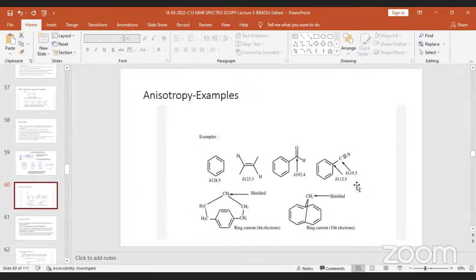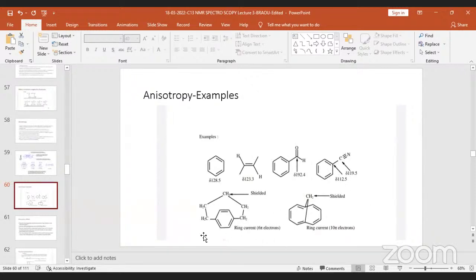Benzonitrile, it is 120, due to the anisotropic effect of the nitrile. Actually it is upfield of 128.5. Why so? Because the nitrile pi electrons circulate like this and generate a field that opposes the applied magnetic field at the carbon. So remember as a thumb rule, any carbon that is attached to a triply bonded carbon will be shifted upfield.